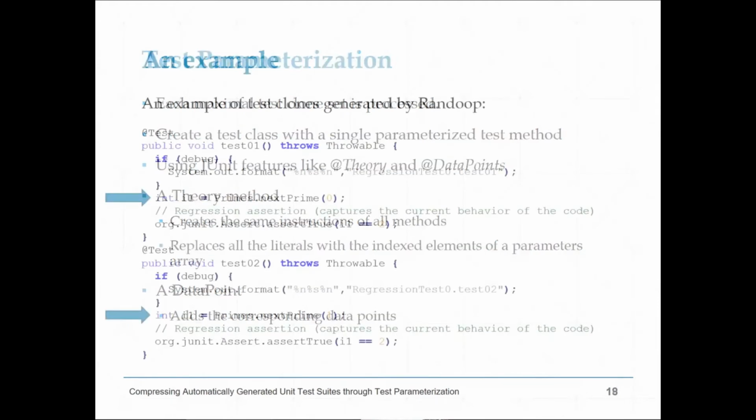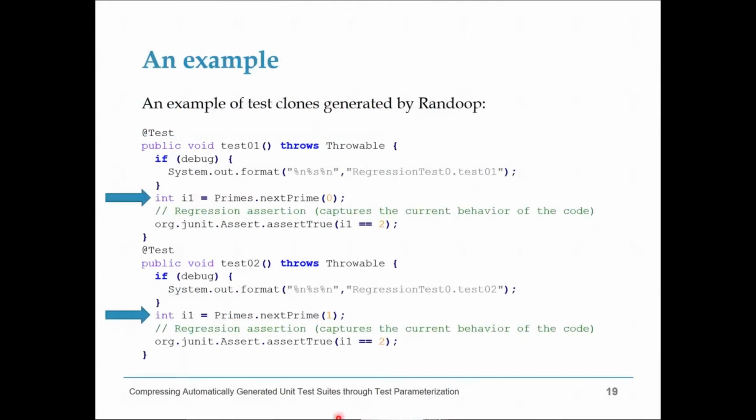For better understanding, here you can see an example of test clones generated by Randoop. As it is shown, all of the statements are similar, except the ones including the nextPrime method. One of them has 0 as an argument and the other one has 1. Now, it's obvious that these methods are capable of being parameterized.